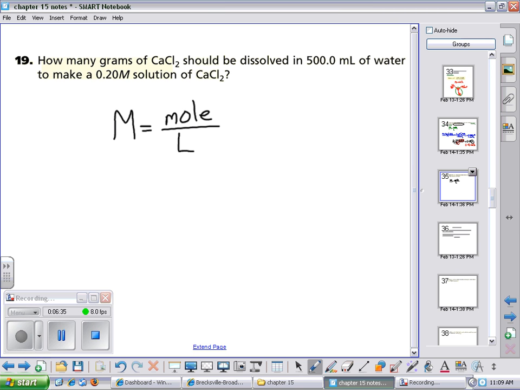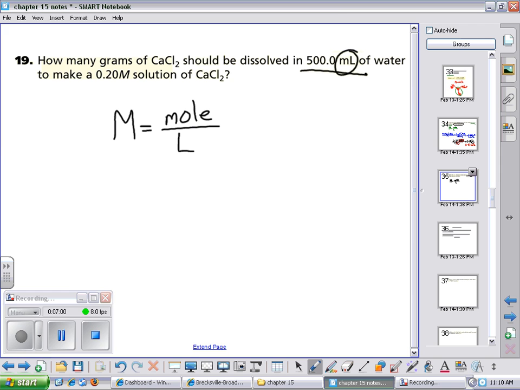Now, let's look at this. We have how many grams of calcium chloride should be dissolved in 500 milliliters of water. It cannot be milliliters. It has to be liters of the substance. So that's important to know. Okay, it has to be liters. It's very specific what your units have to be in order to solve for your molarity.